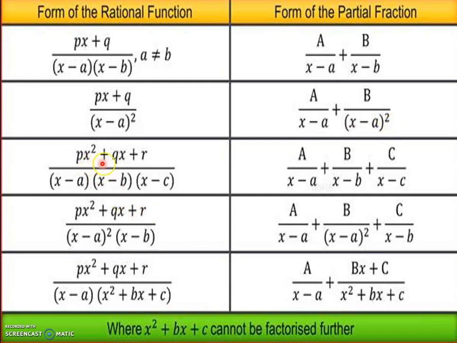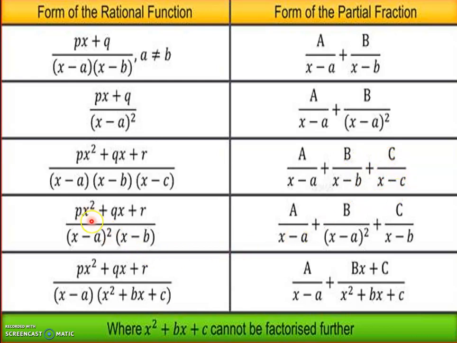Next, px square plus qx plus r is there, a quadratic in the numerator, but in the denominator x minus a, x minus b and x minus c, three factors are there. Then we have to simplify these as capital A upon x minus a plus capital B upon x minus b plus capital C upon x minus c.